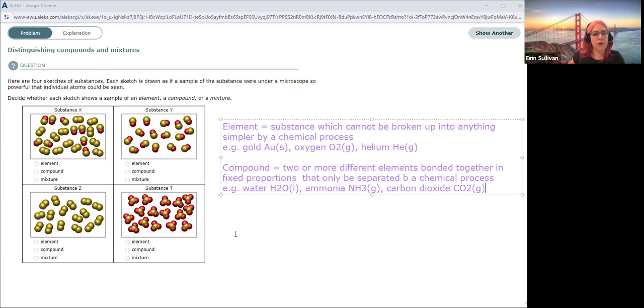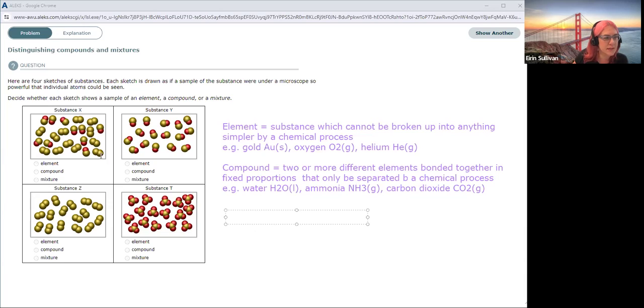Okay, so if we look at these substances, these are atomic, microscopic views of what we imagine the substances to look like. And we have to work out if they're an element or a compound or a mixture. We're going to assume a different color means a different element identity.